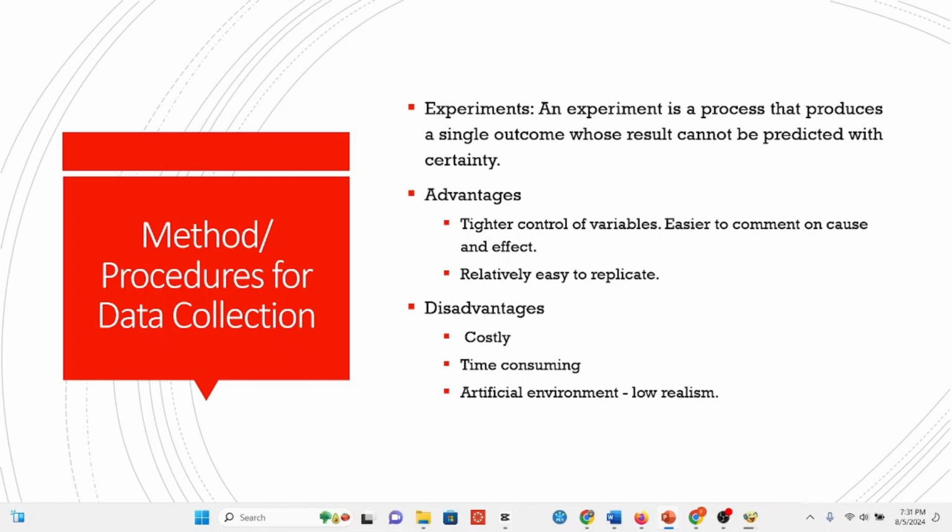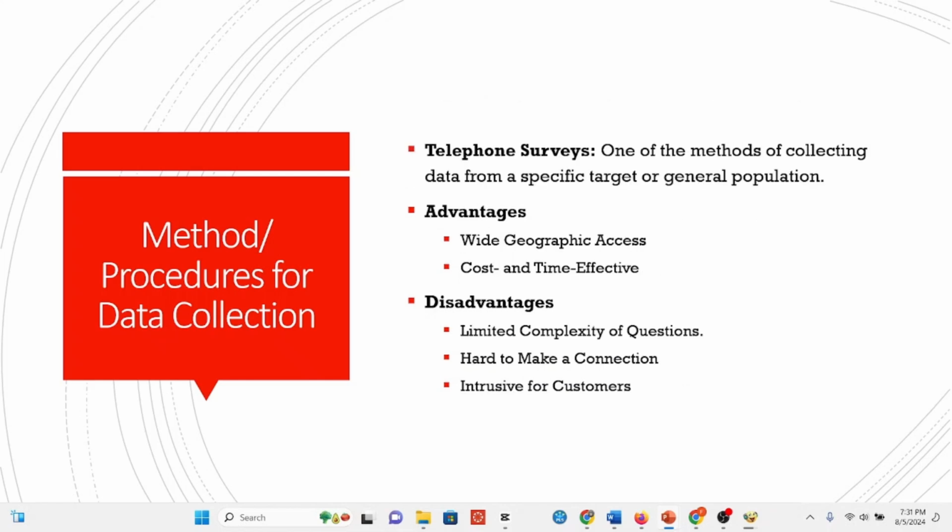The next procedure for data collection is telephone surveys. One of the methods of collecting data from a specific target or general population is the telephone surveys. Telephone surveys are a method of collecting data by contacting respondents over the phone and asking them a series of questions. This method is commonly used in market research, opinion polling, and public health studies to gather information from a specific target or general population.